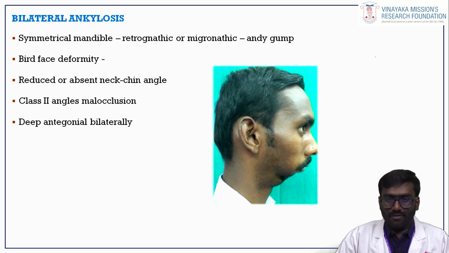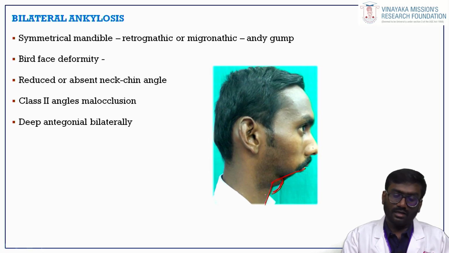The patient also has a typical bird face deformity. So there will be a reduced cervicomental angle. So this is the neck and this is the chin. The normal angle will be reduced because the chin is more posteriorly placed, or it is retrognathic or micrognathic. The patient has a true Angle's class 2 malocclusion, at the skeletal level. The malocclusion which we are talking about is skeletal malocclusion. The mandible is retrognathic or micrognathic, whereas the maxilla is normal.